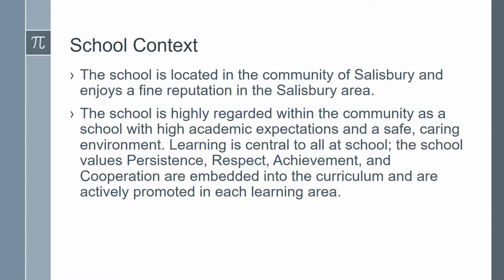The school is located in the community of Salisbury and enjoys a fine reputation in the Salisbury area. Total enrollment at this school is about 430 students, comprising 7 junior primary and 8 primary classes. The school classes have about 50% school card recipients, 50% EALD, 8% Aboriginal students, and 13% of students with identified disabilities. The school values persistence, respect, achievement, and cooperation, which are embedded into the curriculum and actively promoted in each learning area.